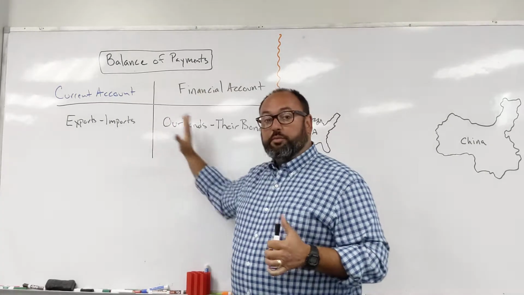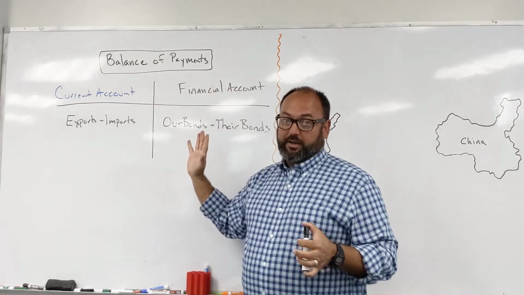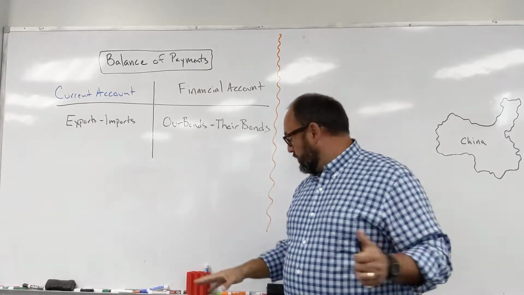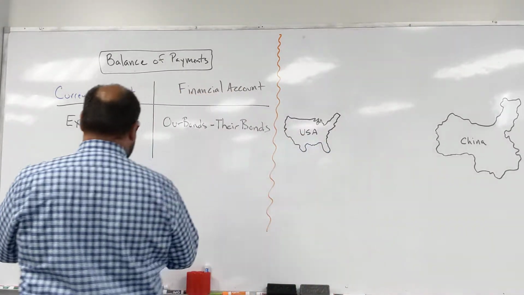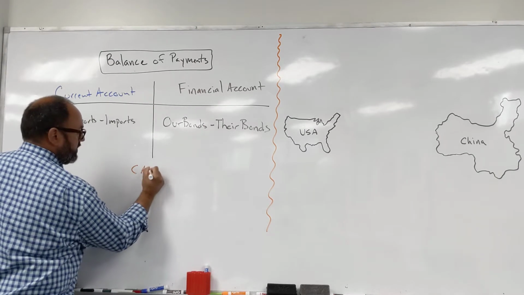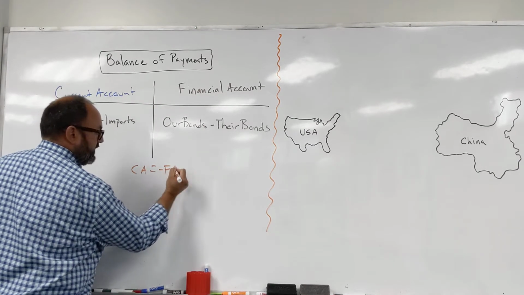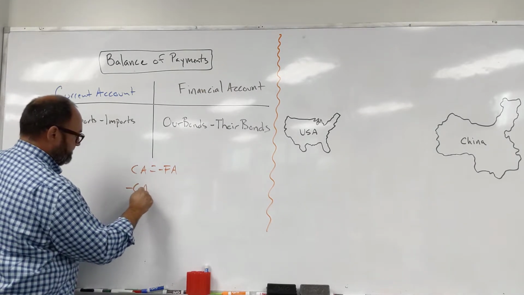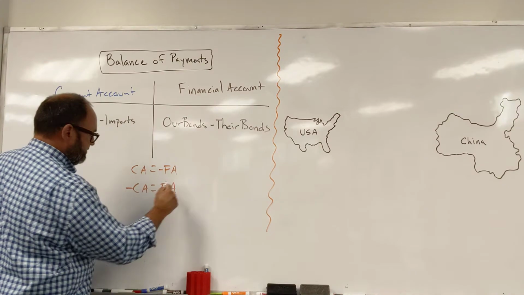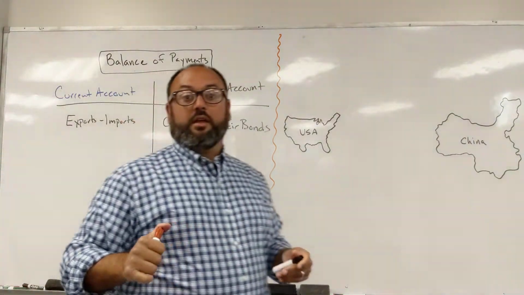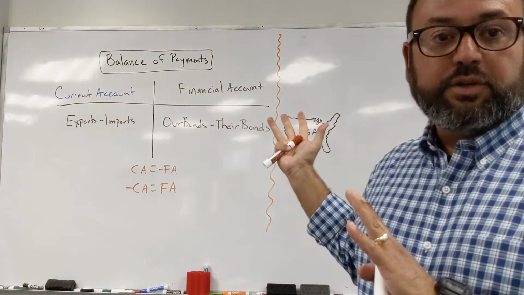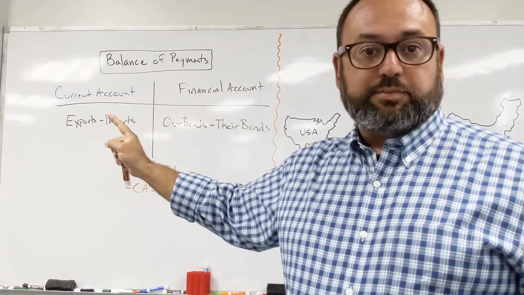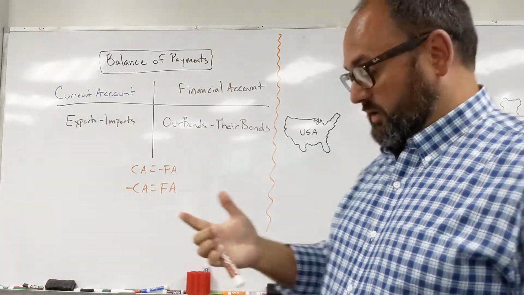So there's a permanent relationship. That's why it's called the balance of payments. We'll go through it in the map in a second. You've already seen it in the simulation. But what we should know moving forward is that the current account is equal and opposite to the financial account. Either way. Now let's go over to the map and see if we can make more sense of this using our language of current account, financial account, exports, imports, our bonds, and their bonds.